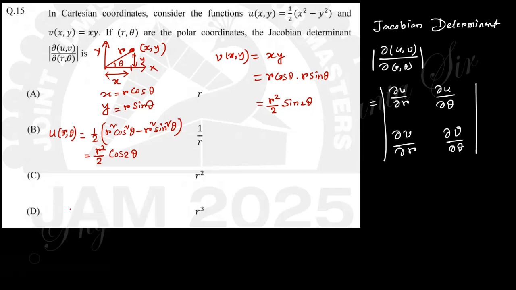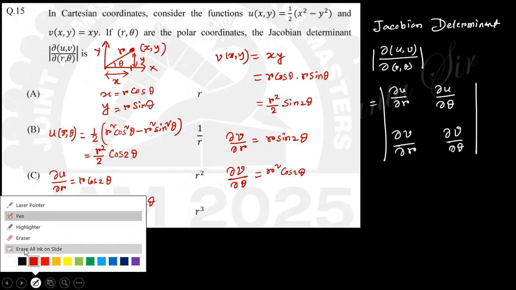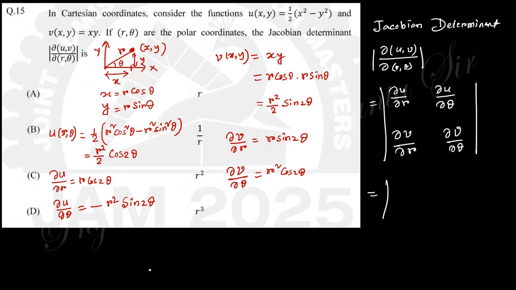For that we use del u del r. This gives you 2r, so 2 cancels, r cos 2 theta. And del u del theta gives you minus r square, and the 2 cancels out, sin 2 theta. Similarly del v del r is r sin 2 theta, and del v del theta gives you, 2 cancels out, r square cos 2 theta. So put these four terms in this determinant.